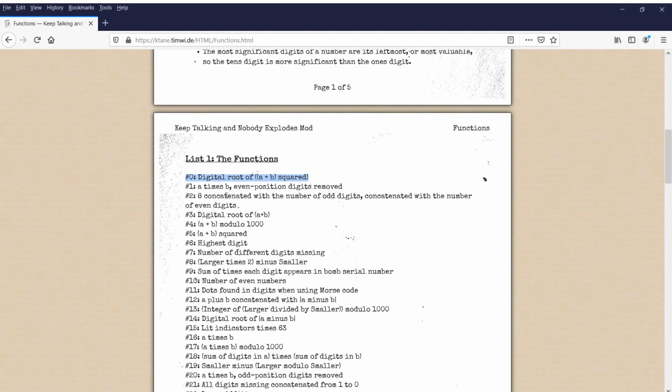Now the next function is a times b with even position digits removed. Whenever there's a comma, it's sort of like parentheses, where you do the thing before it first and then the thing after it. So we have a times b with even position digits removed.